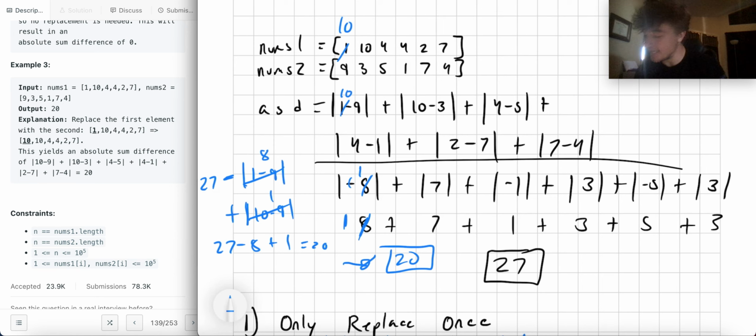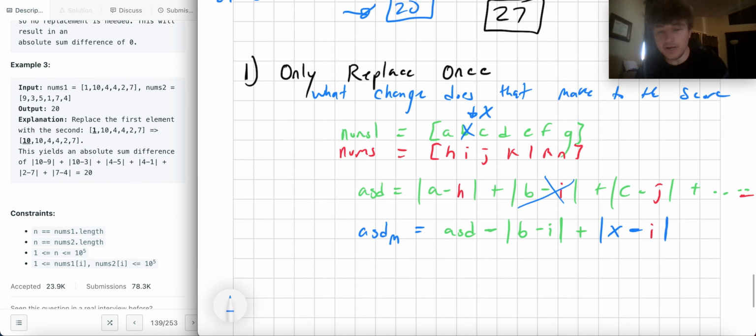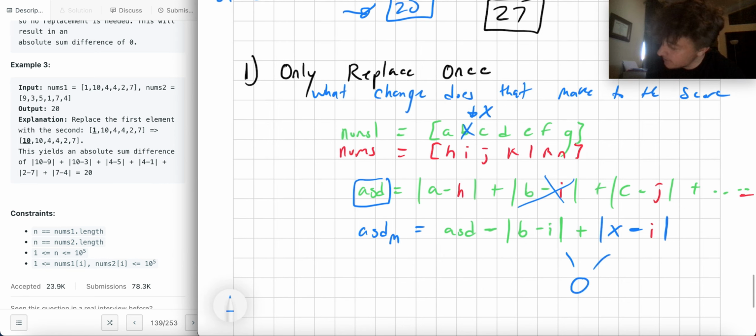So basically the idea here in general is to say, well, we don't need to recalculate every single time we find what we replace with this X value. We can just pre-calculate what ASD is, right? And then just use this little modification in constant time. Okay, so that's one part of the problem.